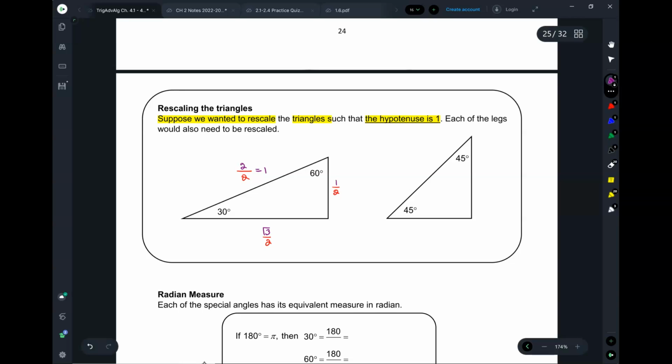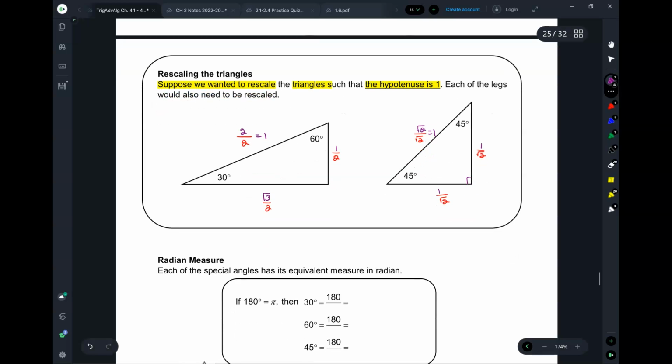The other triangle, I had 1, 1, √2. Now, if I want to make that hypotenuse a 1, I need to divide by √2. But similarly, I need to divide everything else by √2 as well. So now, the new sides of my triangle will be 1/√2, 1/√2, and 1. And here it'll be 1/2, √3/2, and 1. Now there is a purpose why we're doing this. So let's let that simmer there for a while.